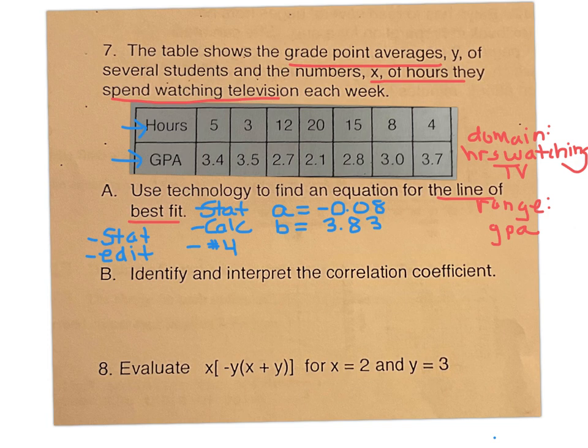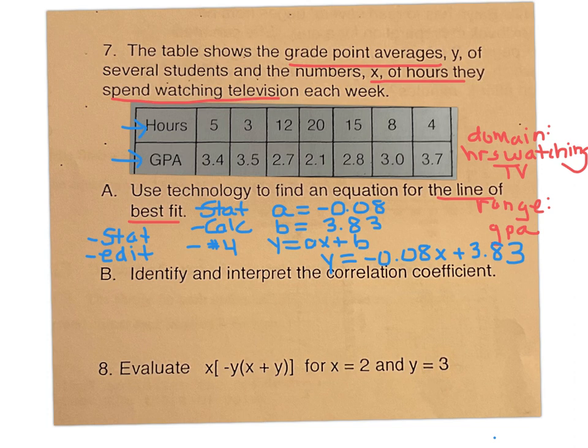And then we need to write the equation. It says Y equals AX plus B is the equation. So we're going to pull that A, and that means it's Y equals negative 8/100 X, plus 3 and 83/100. It says that's the line of best fit. So that's the equation we want.